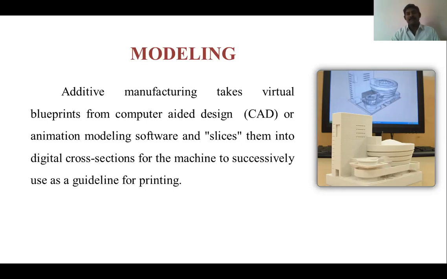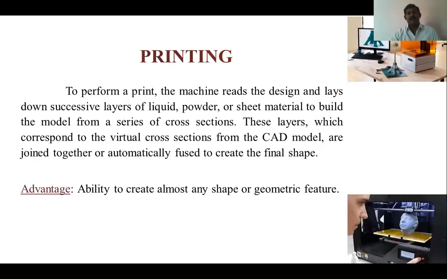We need to convert the 3D model into an STL file, and then it moves on to slicing of the component. After slicing, it moves on to the printing area. So from bottom to top, we do this printing. In this printing technology, the sliced component can easily be generated.